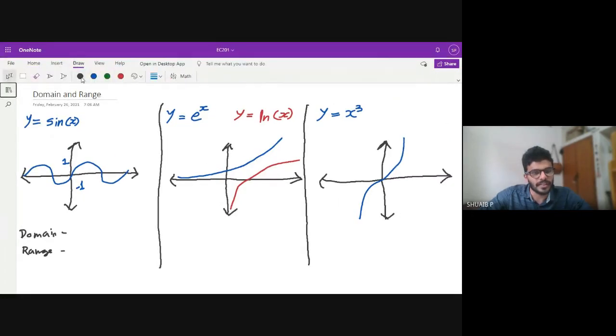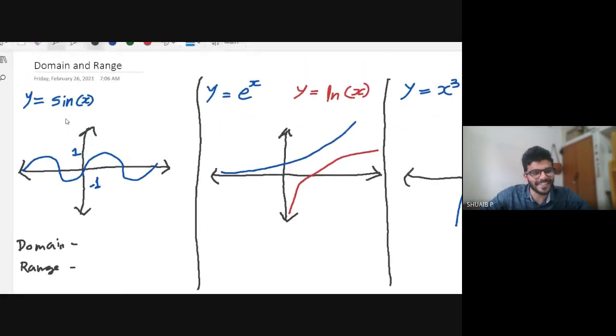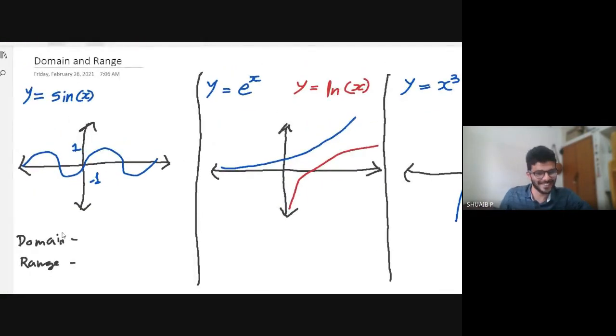Let me write it down. Pardon me, I am trying these gadgets out, so my handwriting will be really bad. So the domain will be the set of minus infinity to infinity, or the set of real numbers, and the range would be the set of -1 to 1.